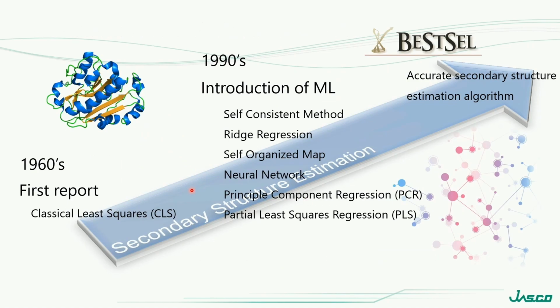And secondary structure estimation was first conceptualized by Fasman and Greenfield in the 1960s. Then, in the 1990s, relatively earlier than in other scientific fields, machine learning was introduced to improve estimation accuracy. However, challenges have been lying ahead for a long time, and now the BeStSel algorithm breaks through it.